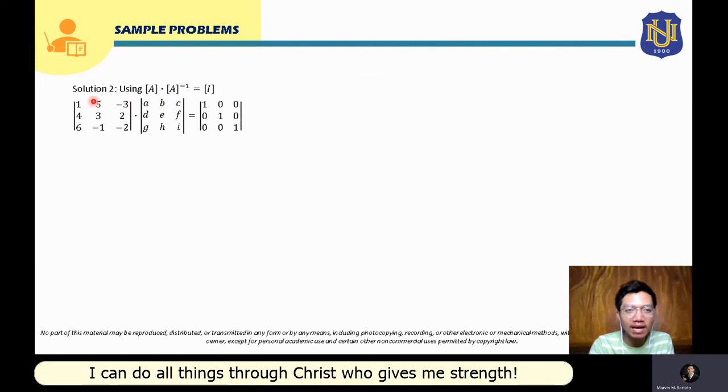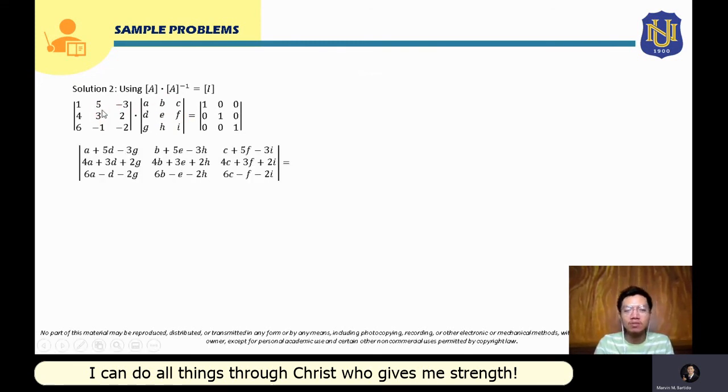So let's first multiply A and this 3 by 3 matrix. Multiplying them, it will be 1 times A plus 5 times B plus negative 3 times G. That's our rule for multiplying matrices. For our next element, that will be the first row and the second column: 1 times B plus 5 times E plus negative 3 times H. For the next element, we will multiply the first row and the third column. That will be 1 times C, 5 times F, plus negative 3 times I.